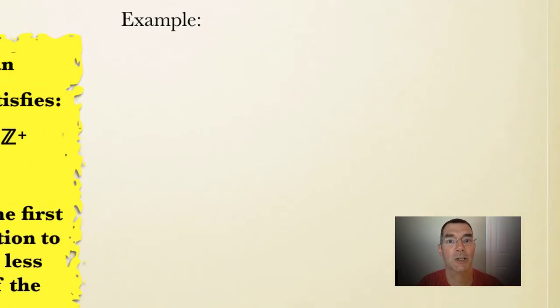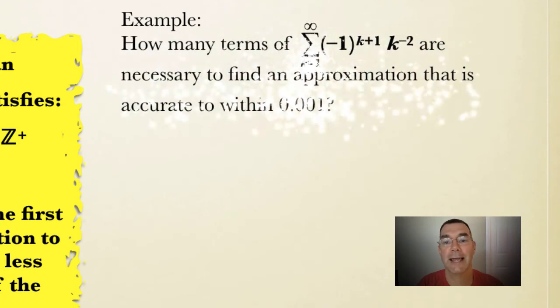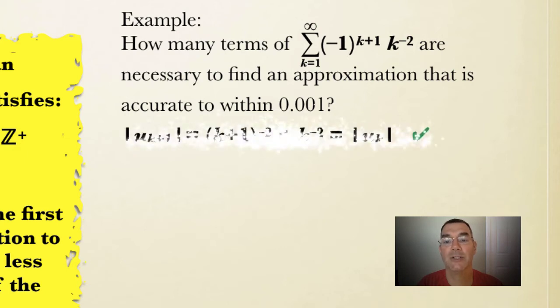Okay, obviously we need to look at an example of that because that's a lot of language to absorb. So how many terms of the sum I was just talking about are necessary to find an approximation that is accurate to within 1/1000th?